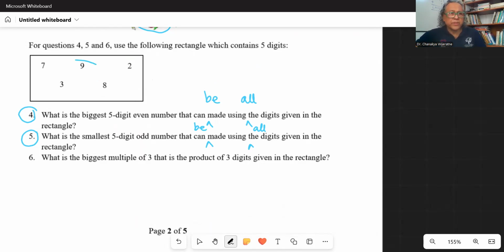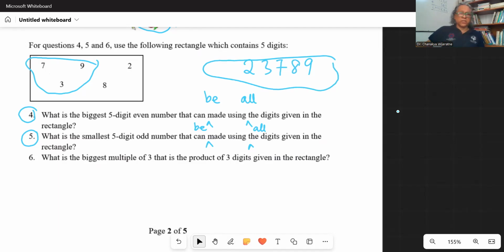So we look at the odd numbers and we select one of them as the unit digit. And since we want the smallest 5-digit number, we pick the biggest one, 9, to be the unit digit. And then the other digits we arrange in ascending order because we want the smallest 5-digit number. So start with 2 in the 10,000s place, and then 3, and then 7, and then 8. Now that is the smallest odd 5-digit number, right?